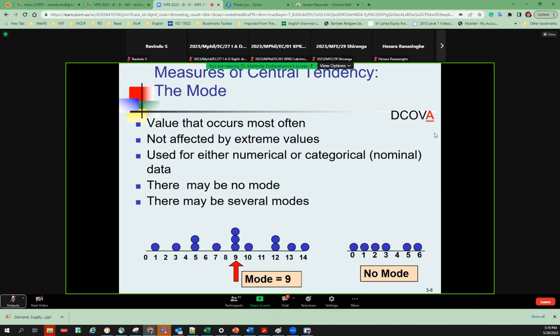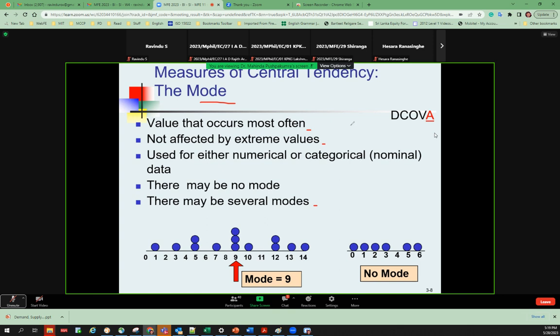Okay, then the third one is the mode. The value that occurs most often we call the mode. It is not affected by extreme values. It is used for either numerical or categorical data. There may be no mode, there may be several modes. Most frequent value.